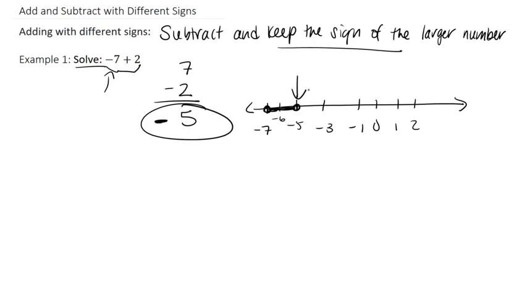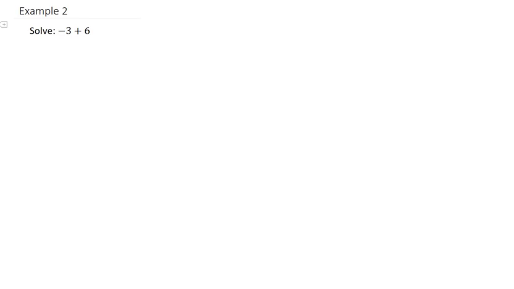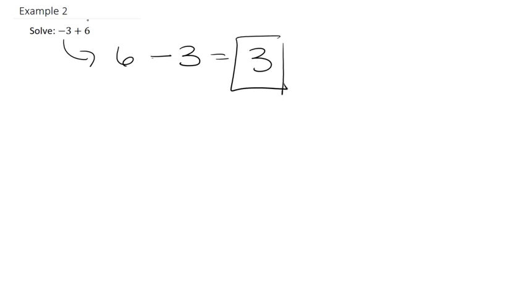Now let's look at another example. Example 2. Solve for the following. We have -3 plus 6. Another way to write it would be to write it as 6 minus 3, because that negative sign can also be shown like this. And so now we can go ahead and solve. So 6 minus 3 is equal to 3. So we take the sign of the larger number, which is positive. So it's just 3.